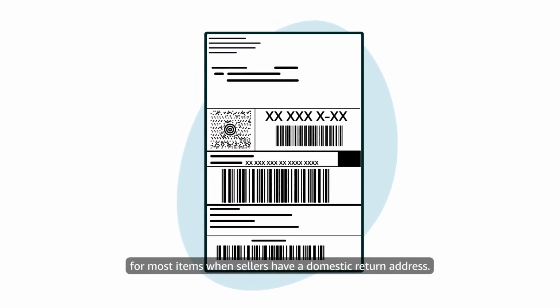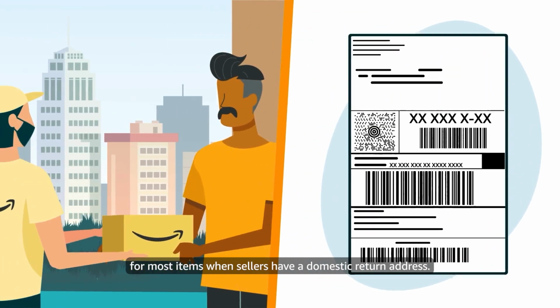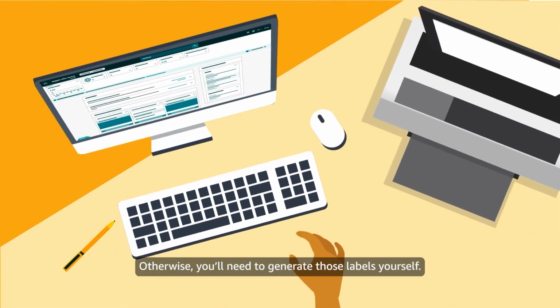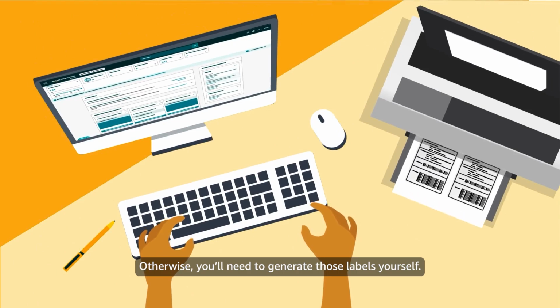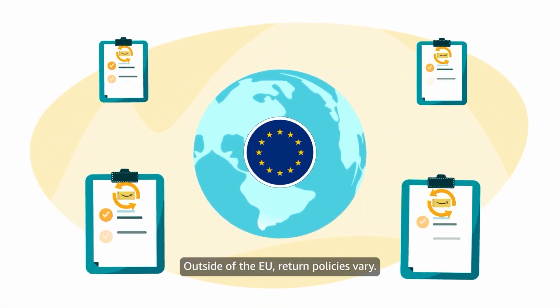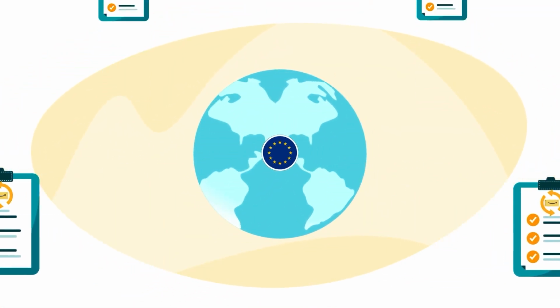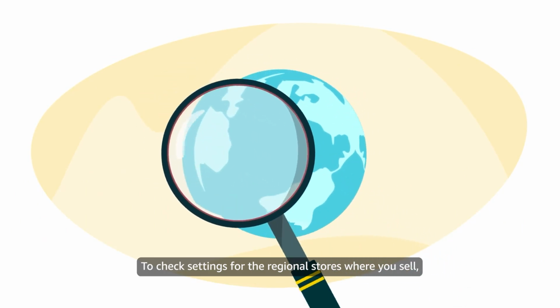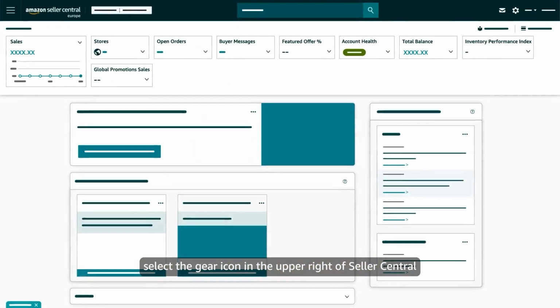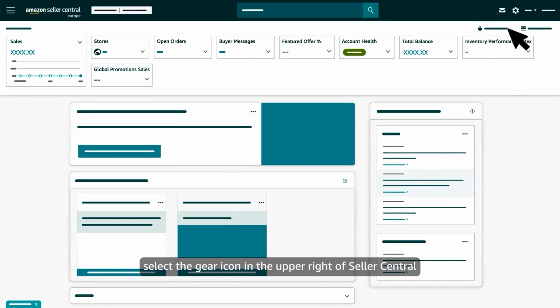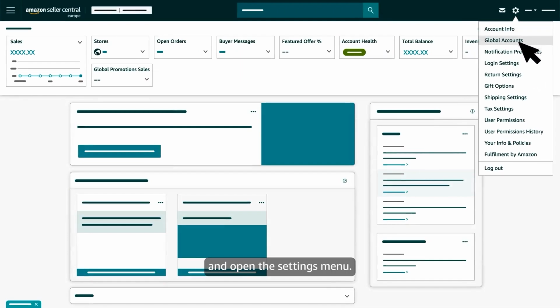We also issue prepaid return labels for most items when sellers have a domestic return address. Otherwise, you'll need to generate those labels yourself. Outside of the EU, return policies vary. To check settings for the regional stores where you sell, select the gear icon in the upper right of Seller Central and open the Settings menu.